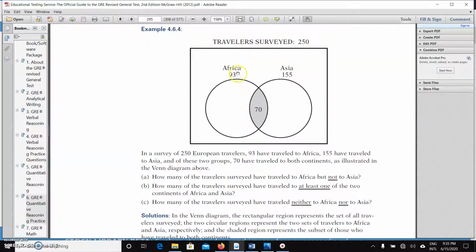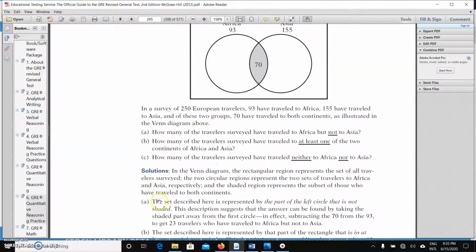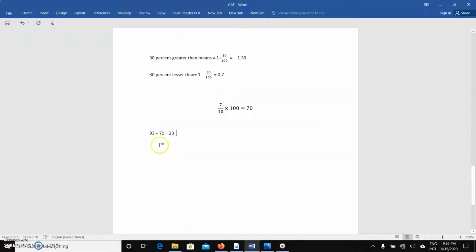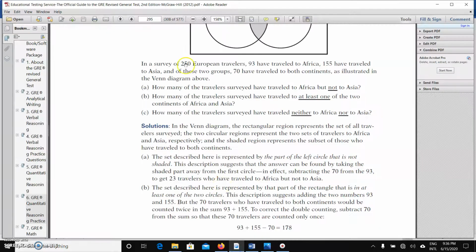So to know that, the total value for Africa is 93 minus 70. That gives you the answer here. 93 minus 70 gives you 23, which is the answer. So that's for the first part.